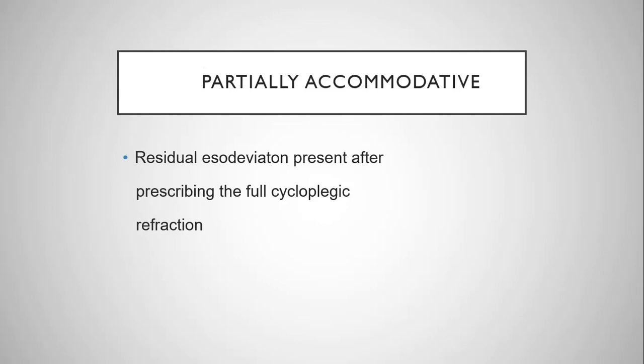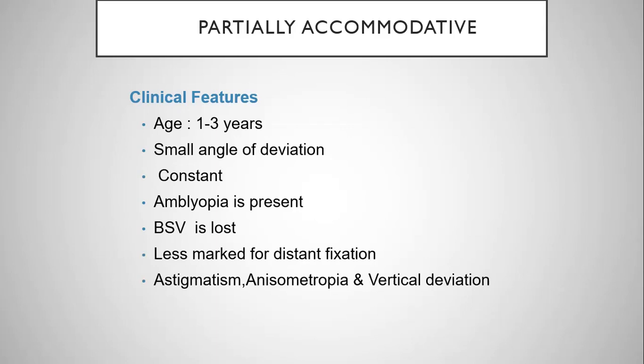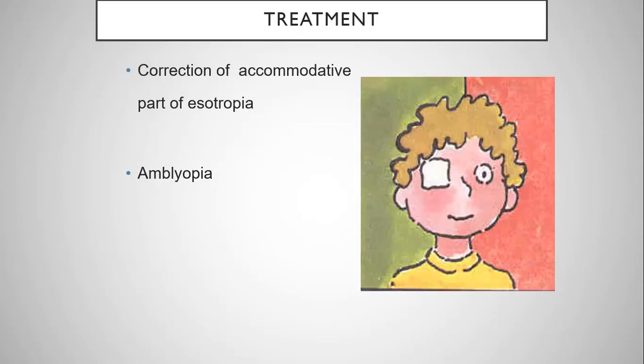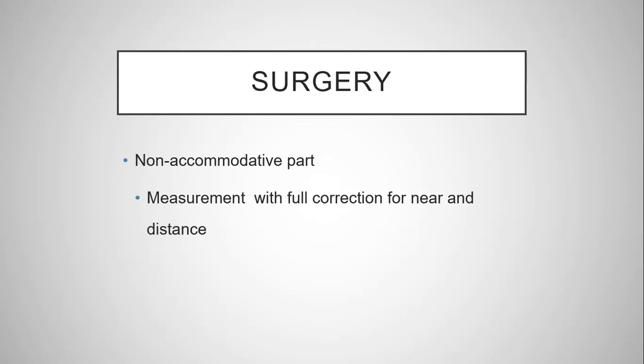Then move to partial accommodative esotropia. Here residual esotropia is present after prescribing the full cycloplegic refraction. The age group is 1 to 3 years. It is a small angle, constant, amblyopia is present, and binocular single vision is also lost. All types of refractive error can be there; astigmatism and anisometropia appear, and it is associated with vertical deviation. The treatment is correction of the accommodative part of the esotropia with glasses. If amblyopia is there, you have to treat accordingly, and give the full correction, both near as well as distance. For the non-accommodative part, you have to do surgery, if it is above 20 prism diopters.